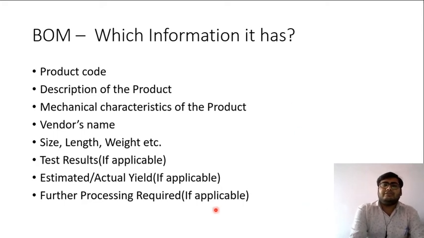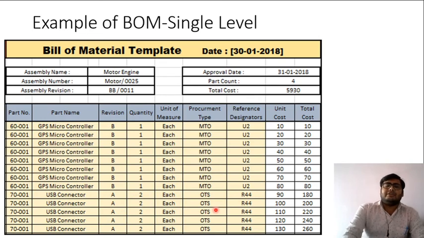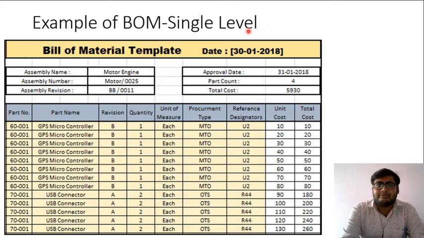Now let us look at a single level bill of material. A single level bill of material is for a simple assembly where there is only one level of assembly, and this single level signifies only one level of assembly. For a motor engine, this is a very simple bill of material which has a GPS, a microcontroller and a USB connector, and all of these need to be assembled together. So this is a single level bill of material.